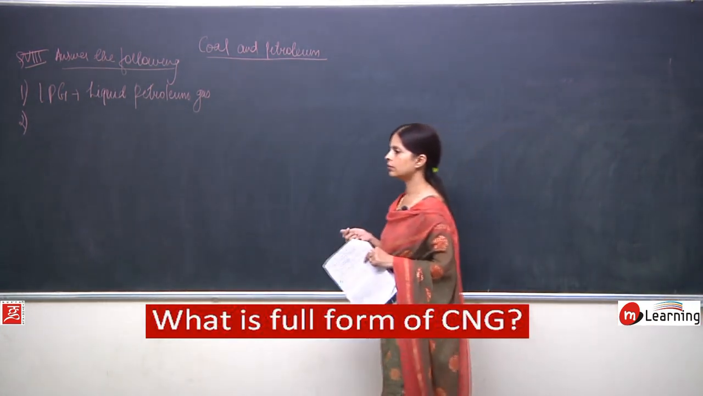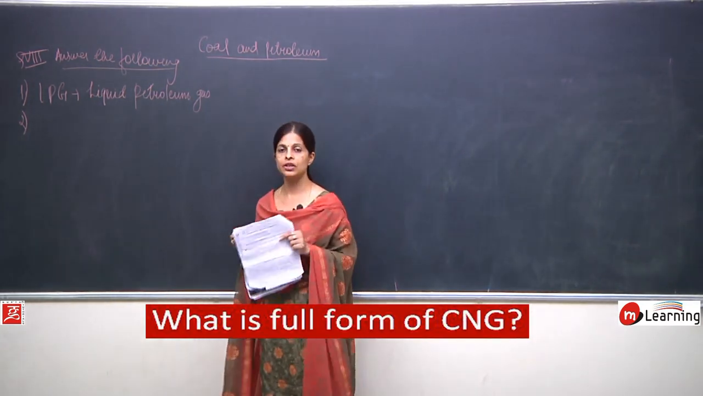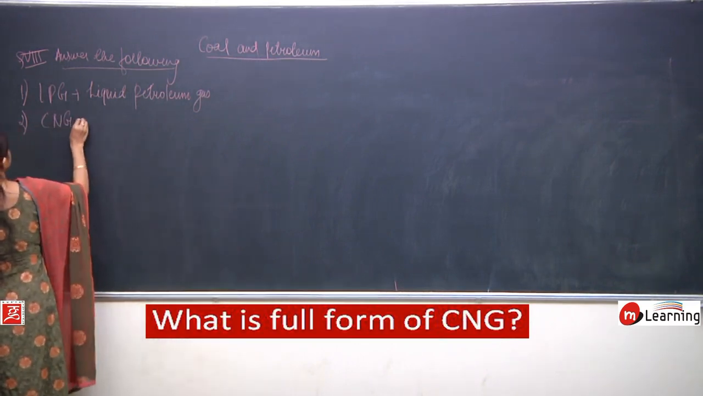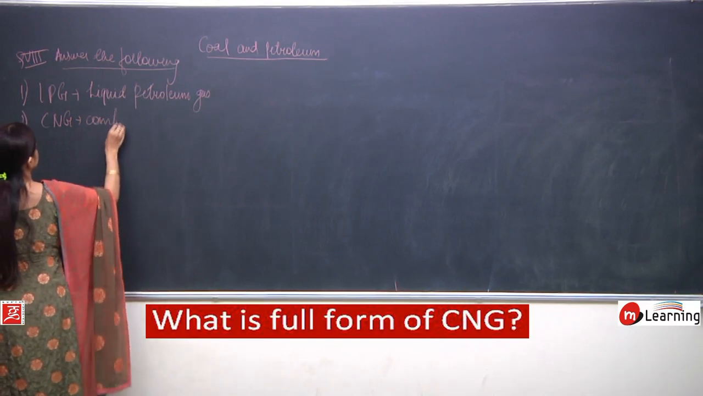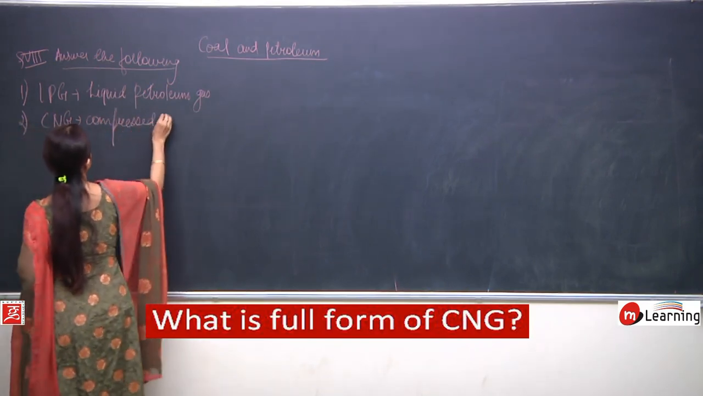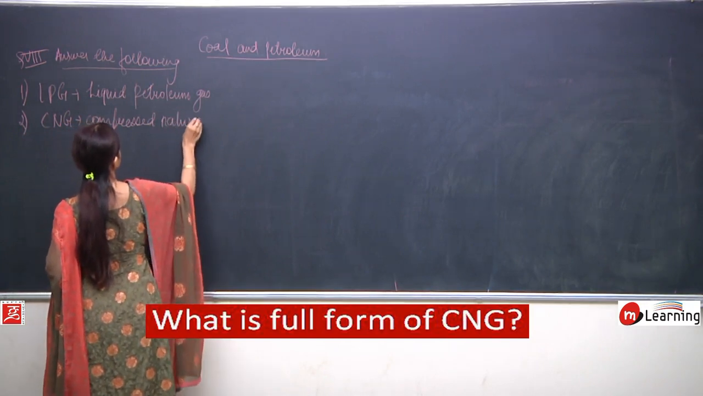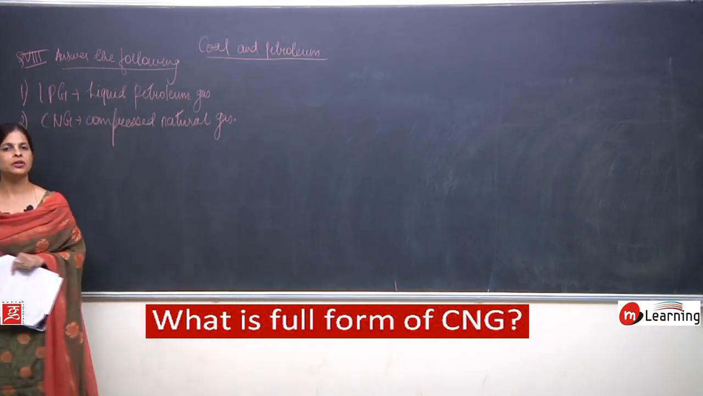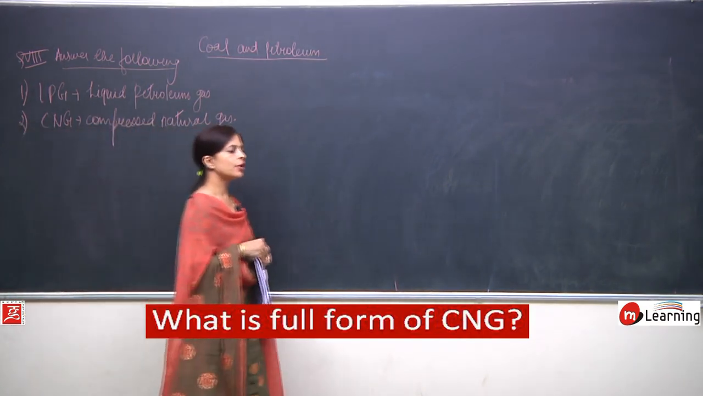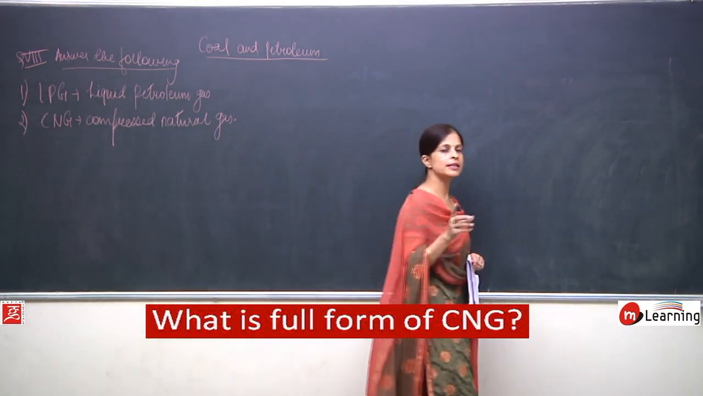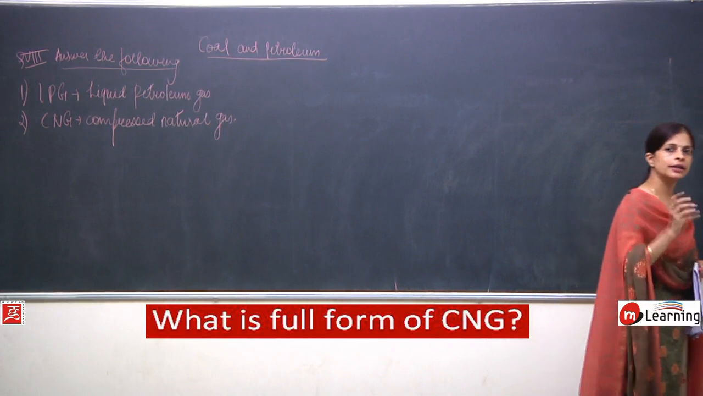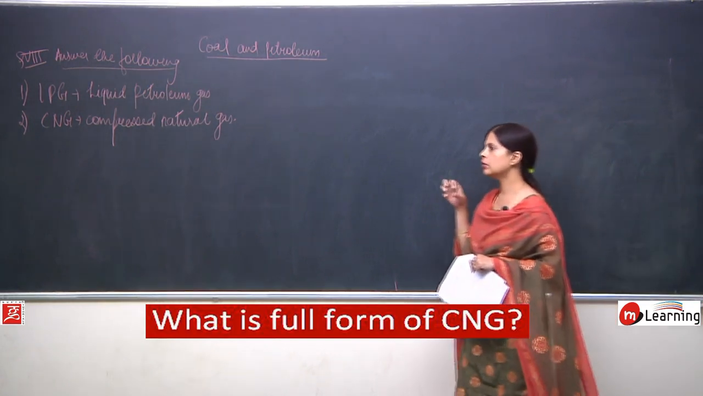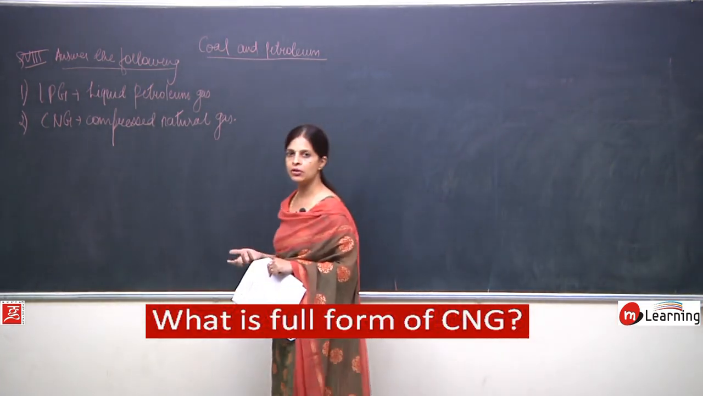Okay, so now what is the full form of CNG? It is CNG, compressed natural gas. Okay, so compressed natural gas is the full form of CNG. Always remember how CNG is formed. It is formed due to the decomposition of vegetables under the water. What is the main constituent of this? Methane is the main constituent of this.